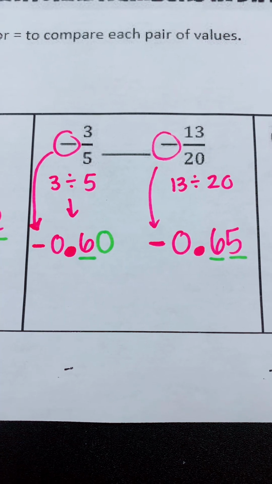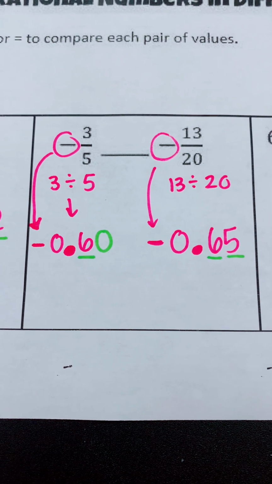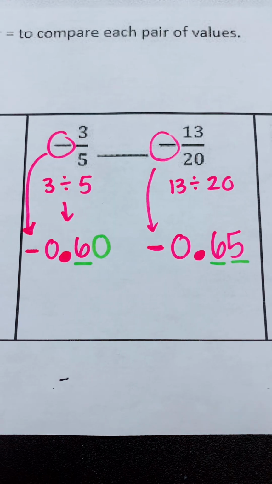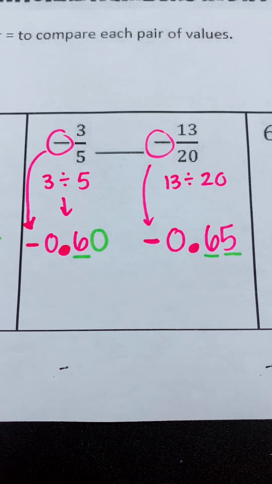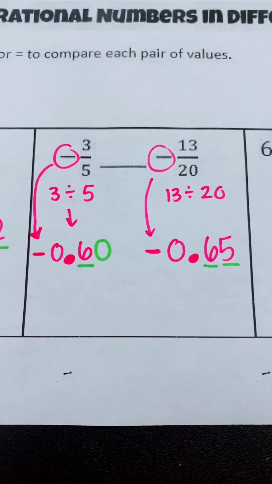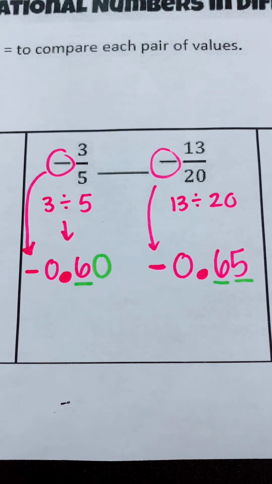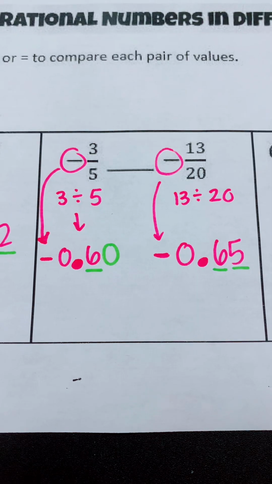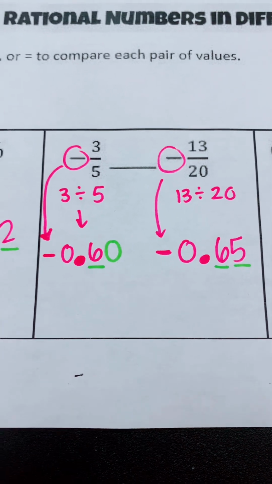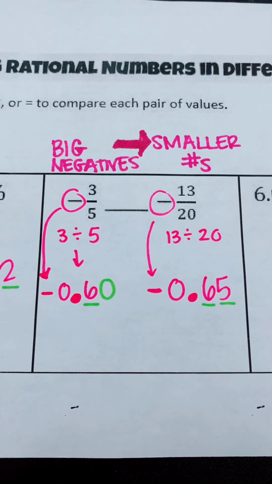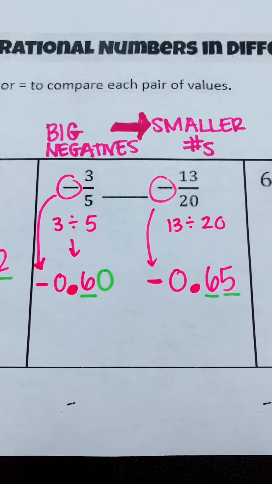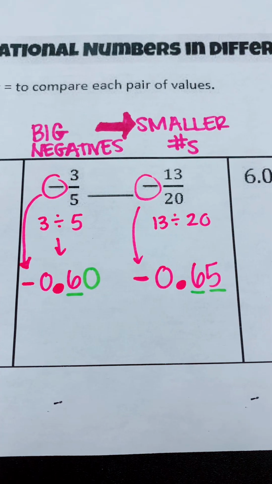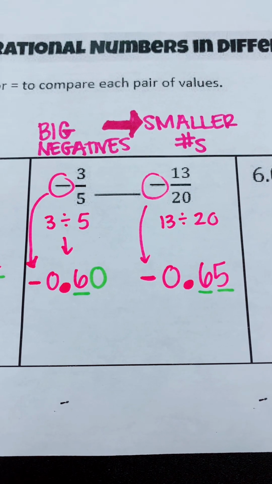I notice that my second decimal, 0.65, or negative 0.65, has 2 digits after the decimal. Before I can begin comparing these numbers, I need to make it fair to compare. So negative 0.6 only has 1 digit after the decimal, so I add a 0 to make it fair to compare. I've made the note that bigger negatives mean they are smaller numbers. That means the more negative a number is, the bigger into the negatives you go, the smaller the number is.